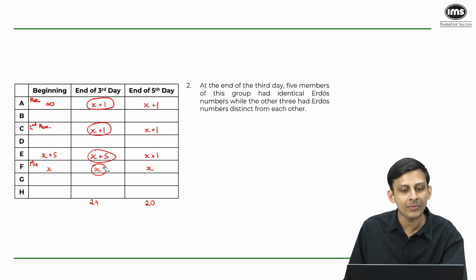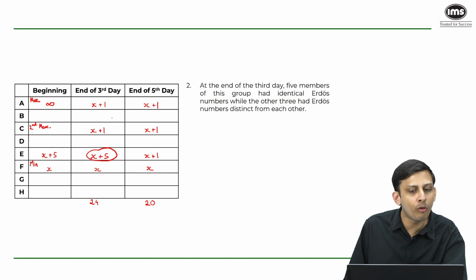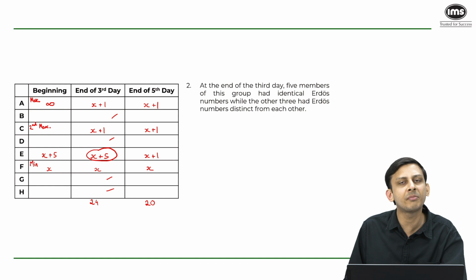Let's start exploring. There are 5 people who will have identical Erdos numbers at the end of the third day, and the other 3 will have Erdos numbers which are distinct. Now if we think about the possibility that the 5 people have identical Erdos numbers, the 5 people will have x plus 5 as the Erdos number. That is possible because we have 4 other people remaining, and these 4 other people can also have x plus 5.